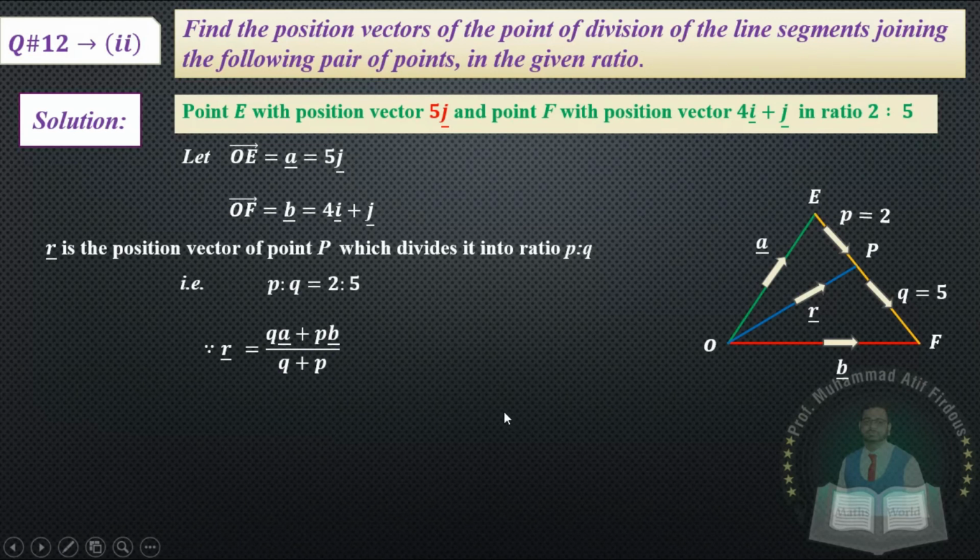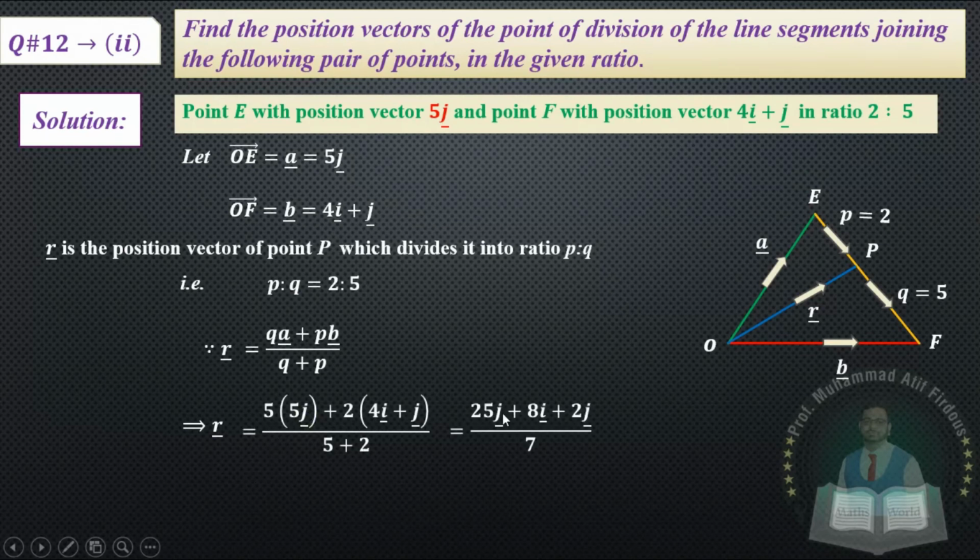Now just replace the values of P, Q and A, B. Just multiplying 5 into 5, 25j, 2 into 4, 8i plus 2j, or more simplifying, we have (8i plus 27j) over 7, or you can write its i component 8 over 7 i and 27 over 7 j. Any problem? Now I am going to discuss question number 12 part 2 again.